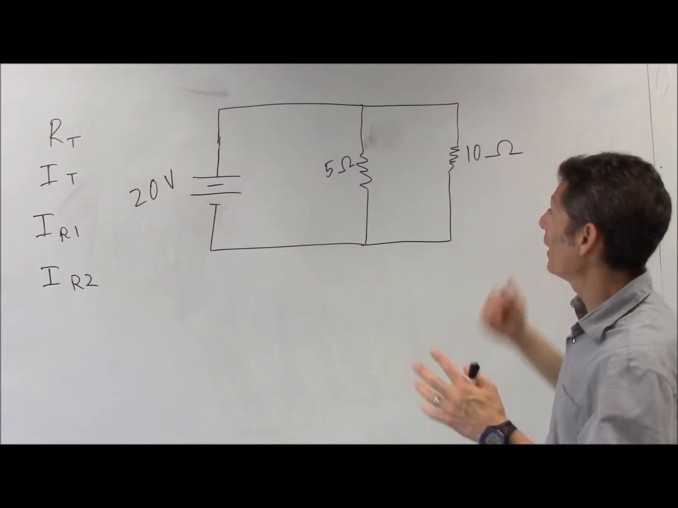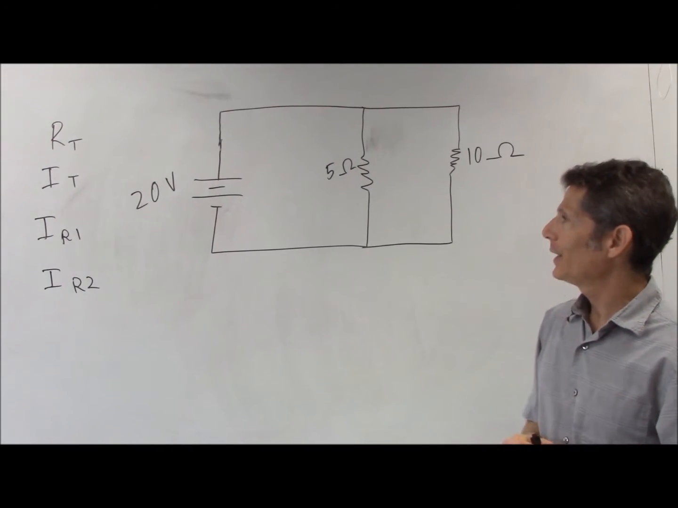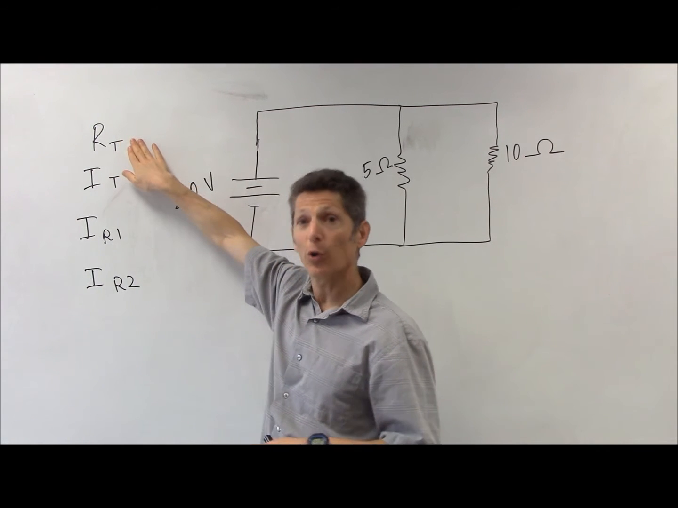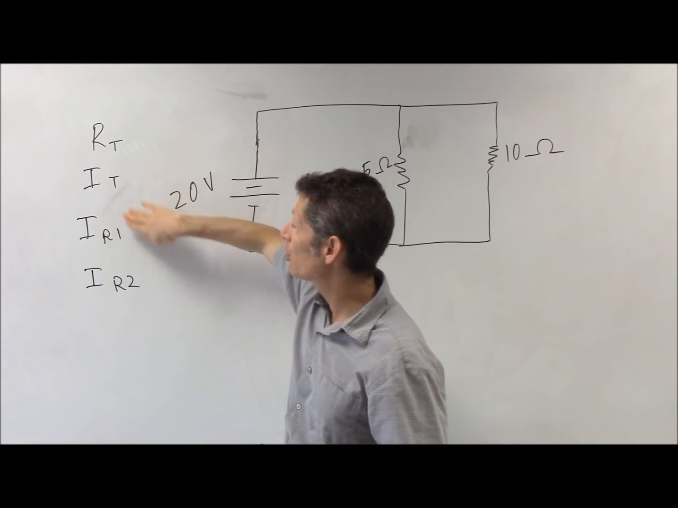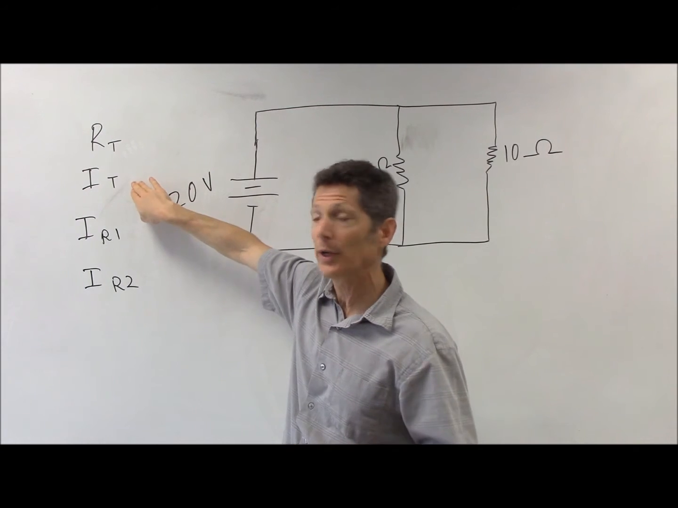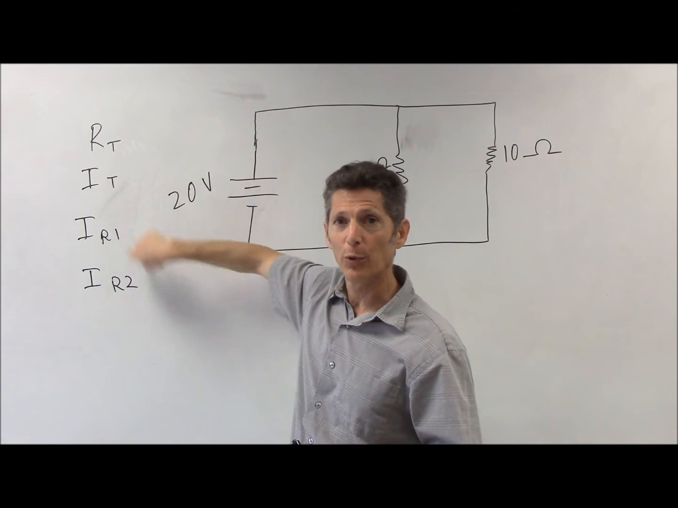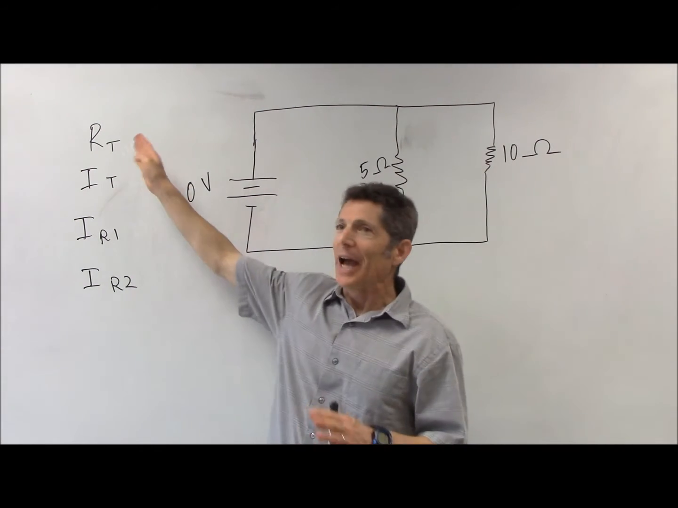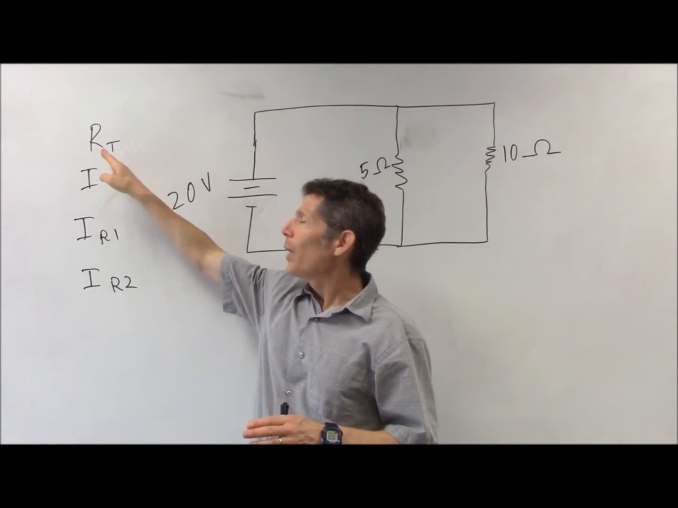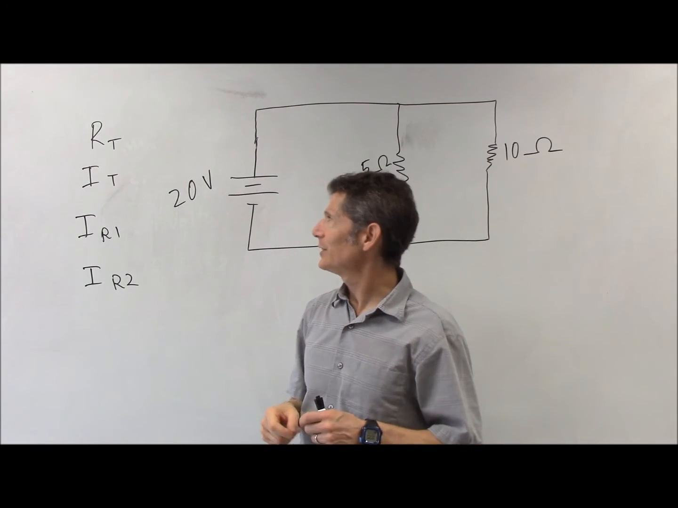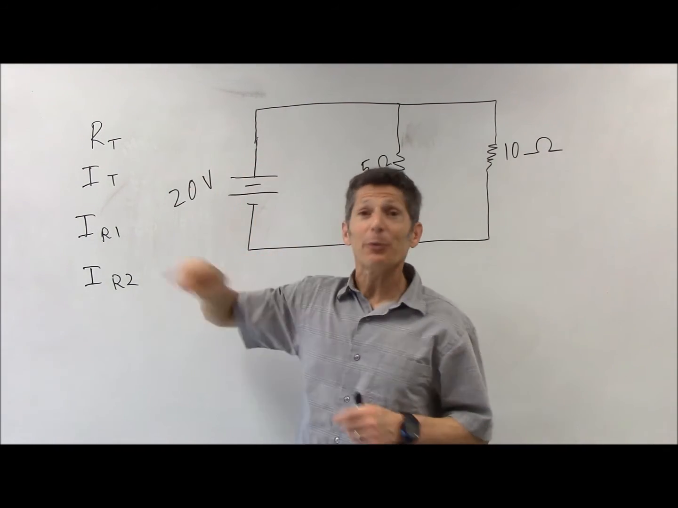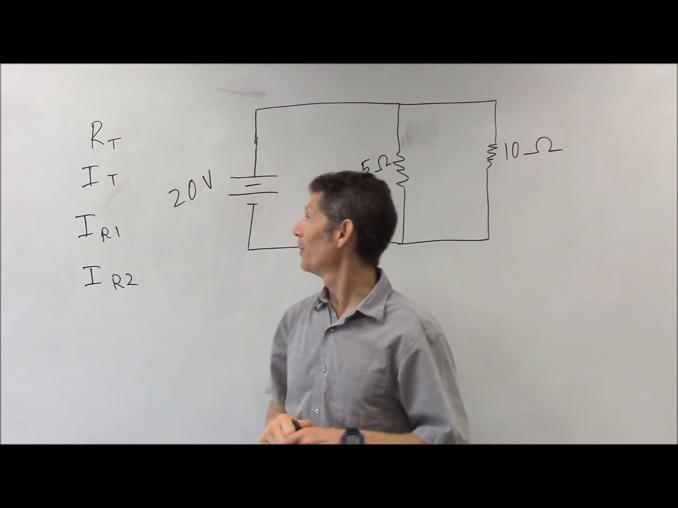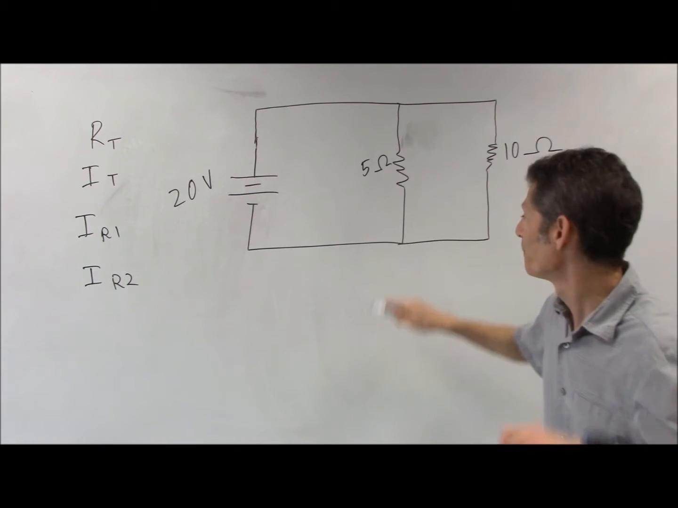So we're just going to plunge right in, and I'm going to calculate these things about the circuit. I'm going to calculate the total resistance first, and then the total current, and then the current flowing through each of these branches of my circuit. When I calculate total resistance in a series circuit, I just add up the resistors. If that were only the case in a parallel circuit, but it's a little bit more complicated than that.